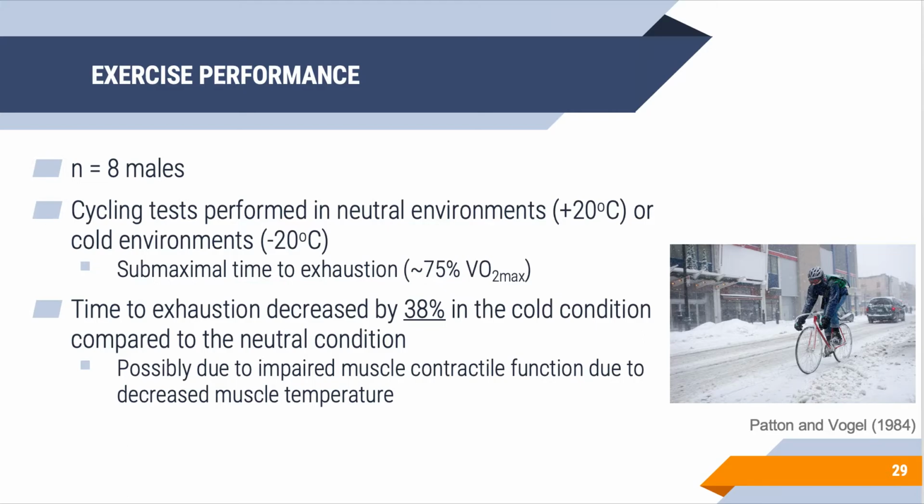So of course, last thing we need to consider is exercise performance. So 8 males, what they did was they did a cycling task in a neutral environment, so 20 degrees C, or a really cold environment of negative 20 degrees C. And what they did was a submaximal time to exhaustion at an aerobic power output or intensity of 75% of their VO2 max. What they found was a dramatic reduction in time to exhaustion in the cold conditions, so 38% compared to neutral.